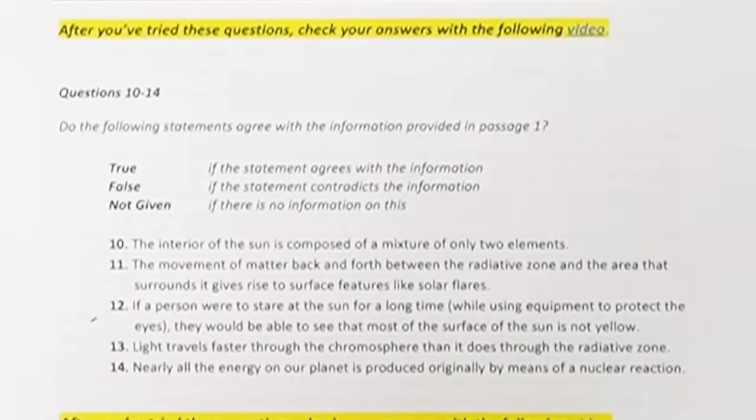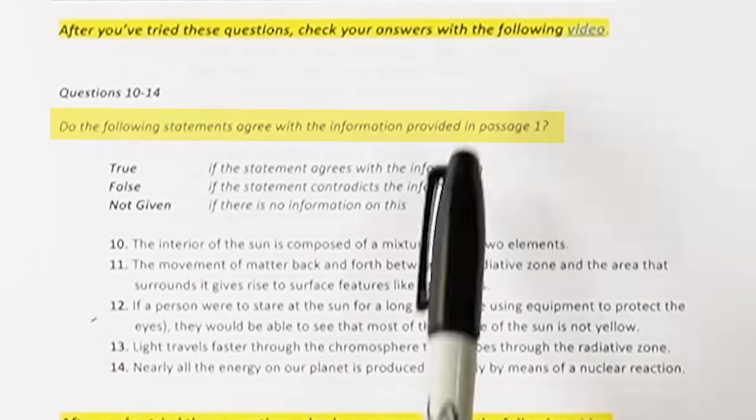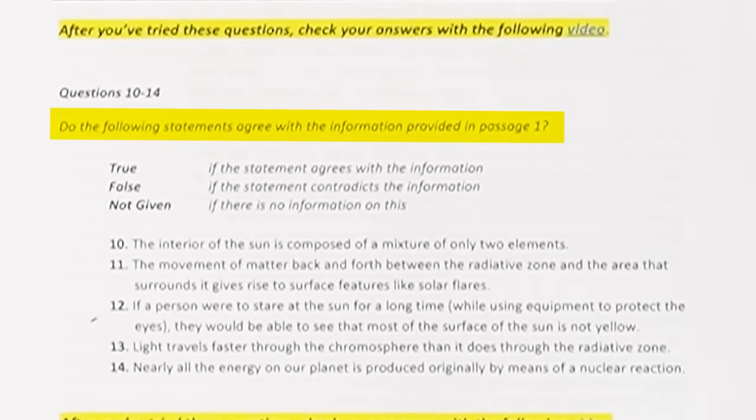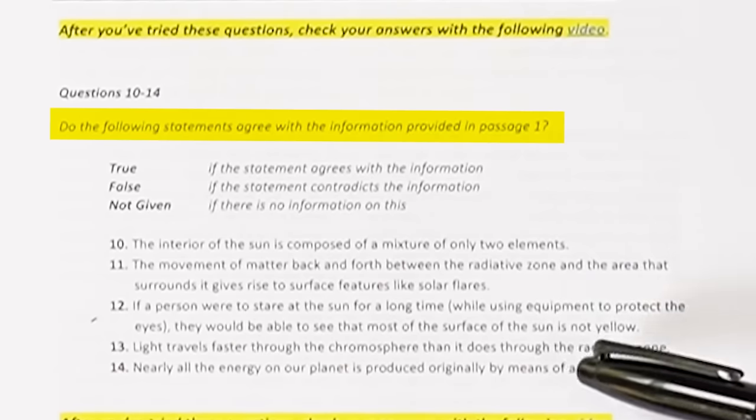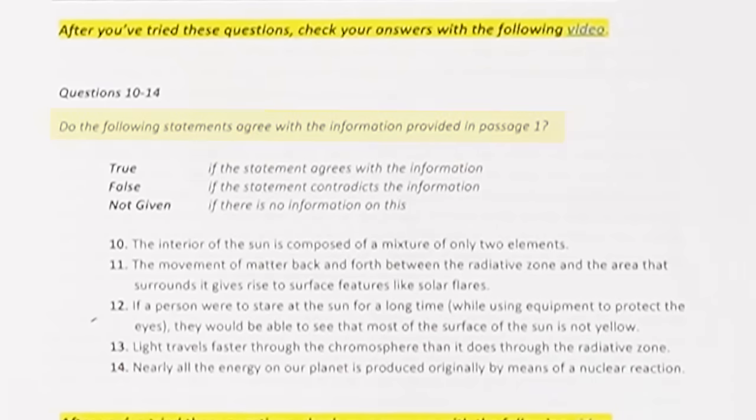not given. So as always, we're going to read the instructions. Do the following statements agree with the information provided in passage 1? So we need to write true, false, or not given beside each of these five statements. So the first thing we're going to do is read the statements to fully understand what they mean. If we don't understand the meaning, we cannot say if they are true or false.